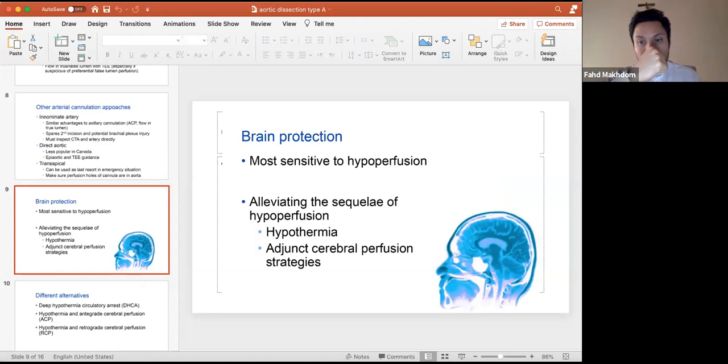Again, for the sake of the exam, I will not say clamping the aorta. I think classical teaching is that you don't clamp a dissected aorta. You do circulatory arrest to open the aorta. You don't clamp it.